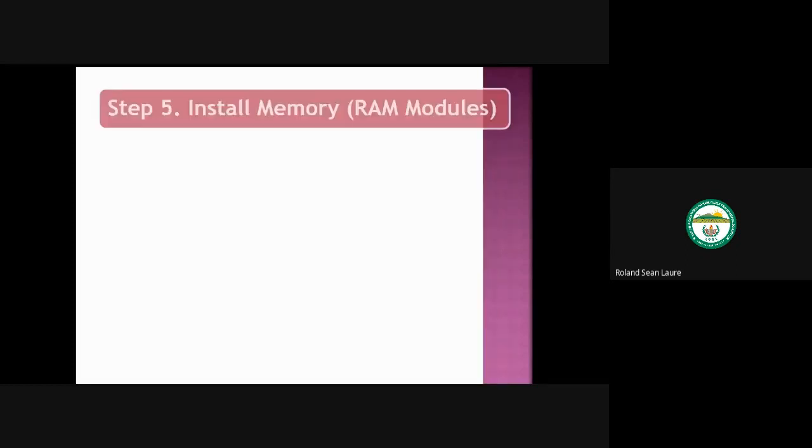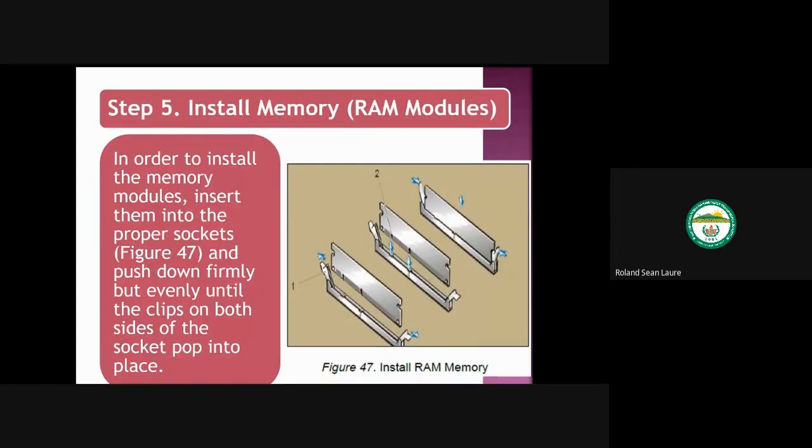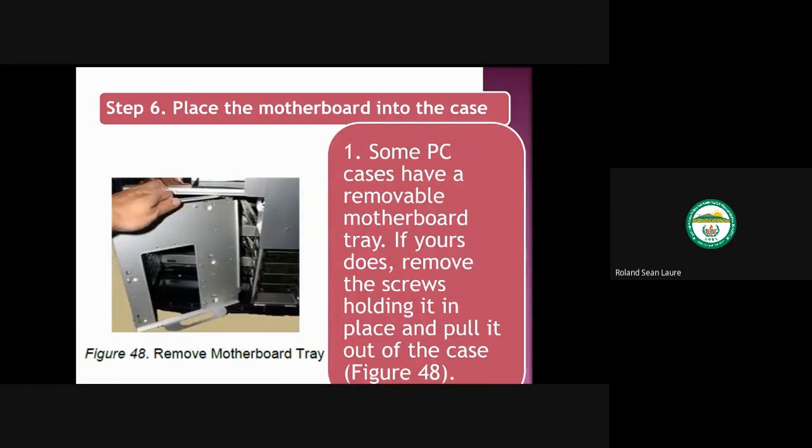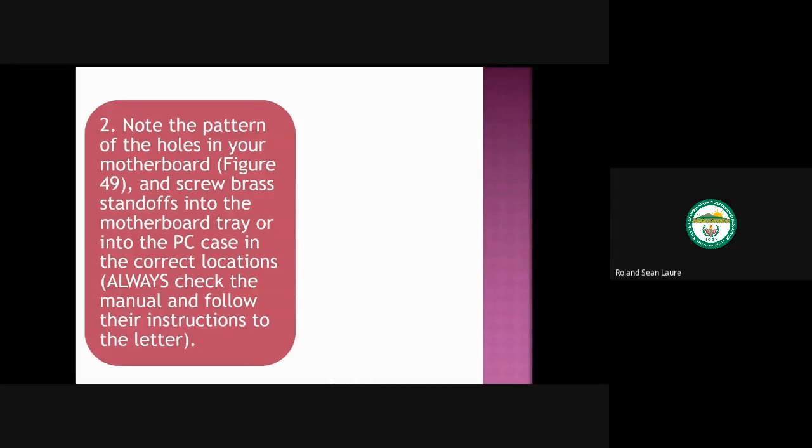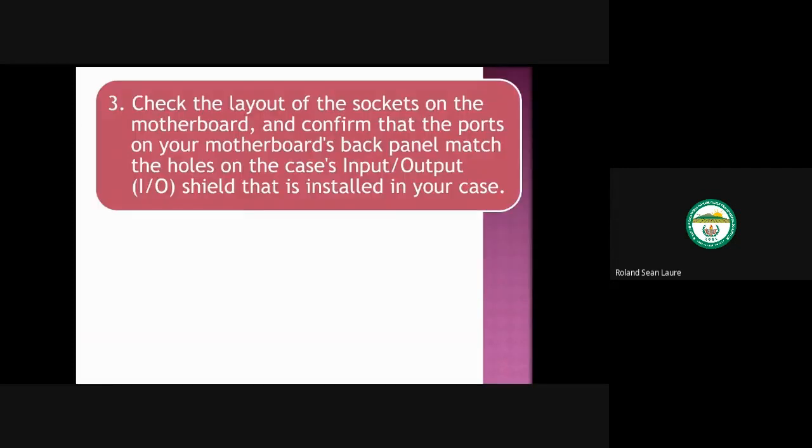Number 5, install memory or RAM modules. To install the memory modules, insert them into the proper socket. Take note of the notches on them, the same as on the motherboard. Next, place the motherboard into the case, then screw the motherboard into the case.